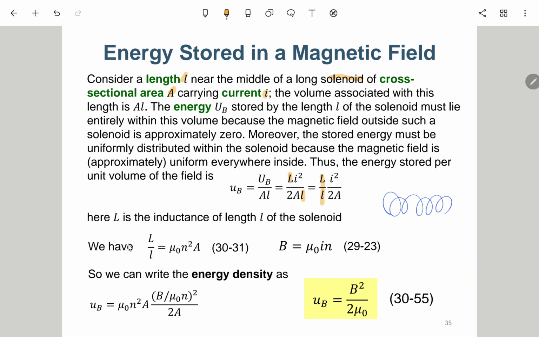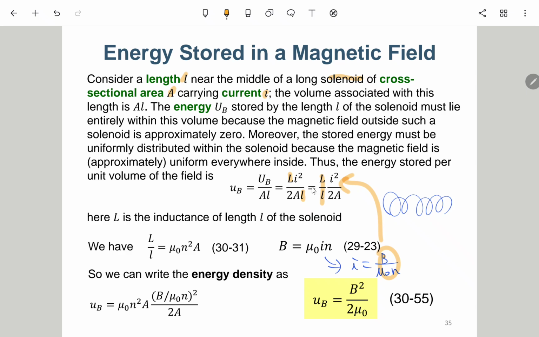Previously in this chapter, we have capital L over small l to be mu 0 n squared A, so that we can plug this one to here. And then for the solenoid, we also have B equals mu 0 I n. So we make use of these two. Actually from this one, we can have I equals B over mu 0 small n. So we can plug this one to there.